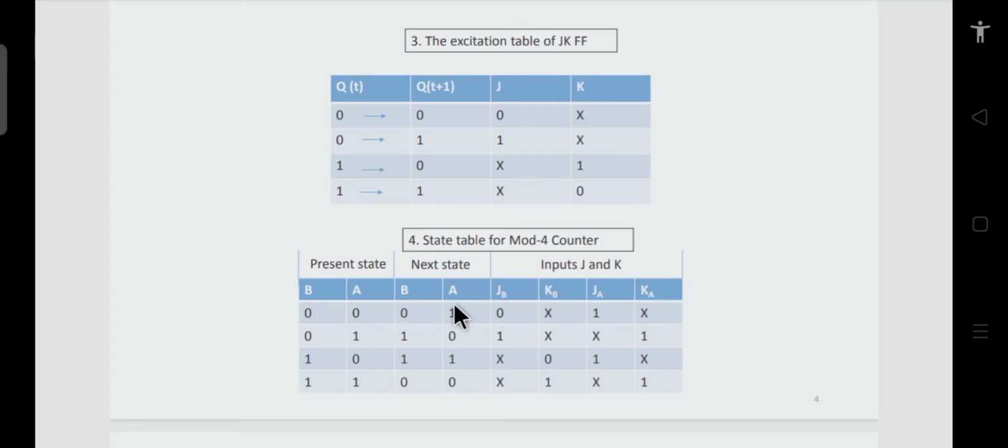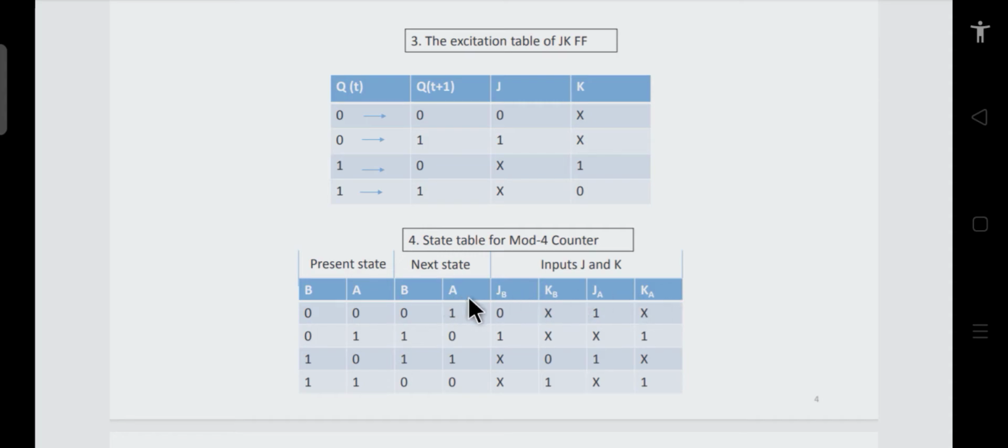if A is 0 here in the present state and A should be 1 in the next state, then for this we have to decide the inputs J and K, because you see we are using two flip-flops. Each of these is a JK flip-flop, so we have to decide the inputs for each of them. That is why I said that we first consider the present and next state for the A flip-flop, and then the B flip-flop, or you can do vice versa as well.